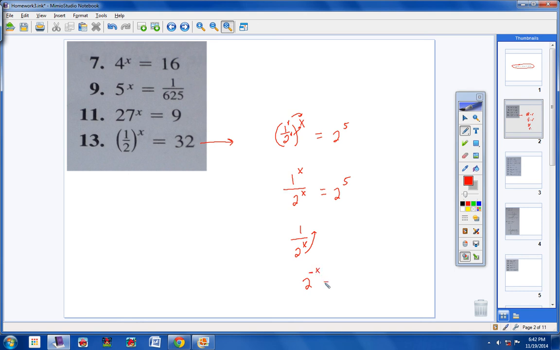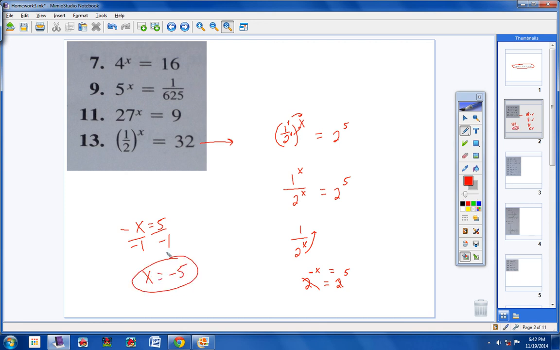You can do that. And then, hold on one second here, students. Let me fix my book here. And then bring down your 2 to the 5th. And look at that, guys. We're good. Okay? So cross off your like bases. Negative x equals 5. So if negative x equals 5, divide both sides by negative 1, and x equals negative 5.